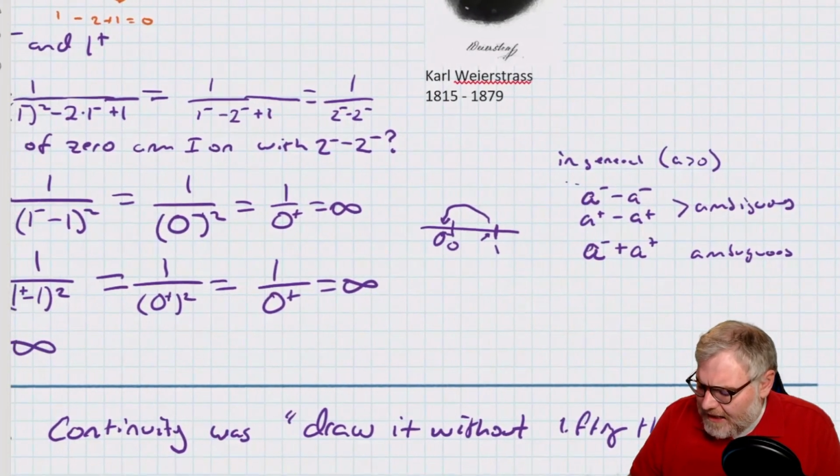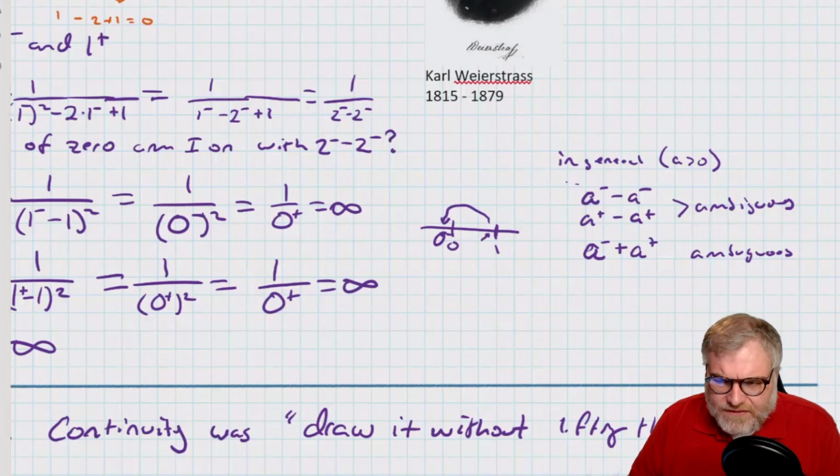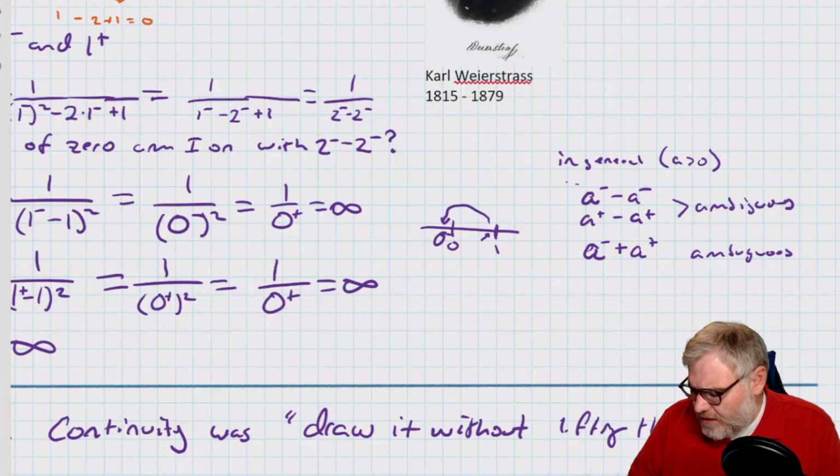So in general, for a greater than 0, the ambiguous ones are a left minus a left, a right minus a right, and a left plus a right. You're not quite sure where they're going to wind up, so you need to be careful around those.